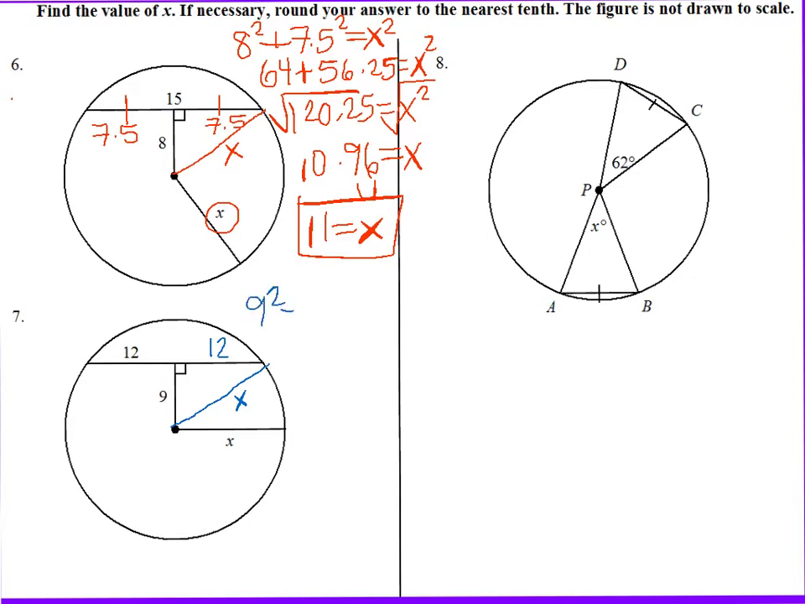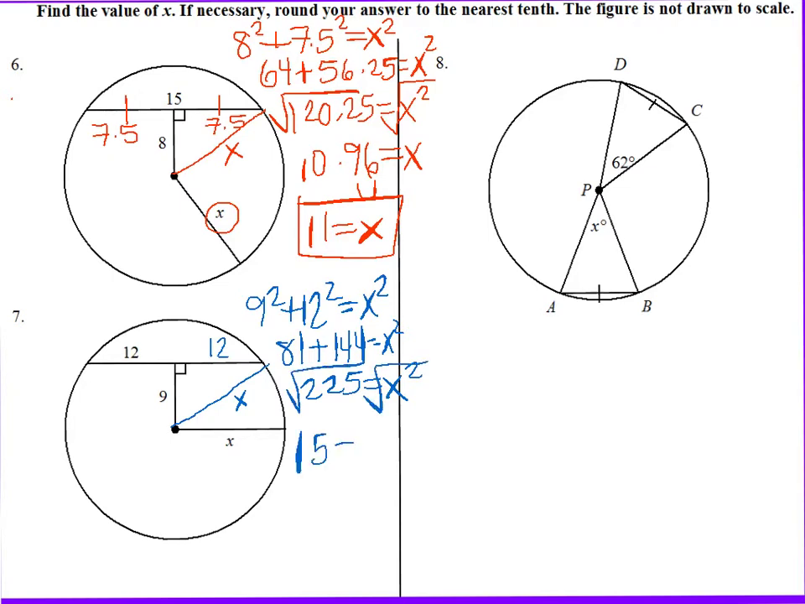So 9 squared plus 12 squared is equal to x squared. 9 squared is 81. 12 squared is 144, is equal to x squared. If we add these together, we get 81 plus 144, and we get 225 is equal to x squared. And to solve, we just take the square root. So the square root of 225 is 15, and that's what x is equal to.